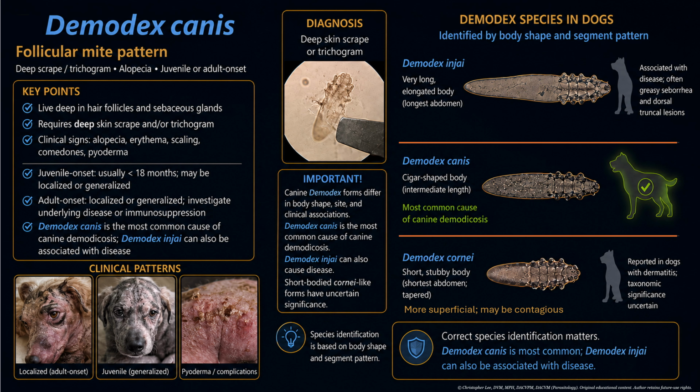Diagnosis depends on location. Demodex canis and Demodex injai usually require a deep skin scrape or trichogram because they occupy follicles and sebaceous glands. Because the short-bodied cornea-like form is more superficial, a superficial skin scrape may be all that you need. The pattern is mite location determines diagnostic method. Deep forms require deep sampling, while the short-bodied superficial form may be found closer to the surface.